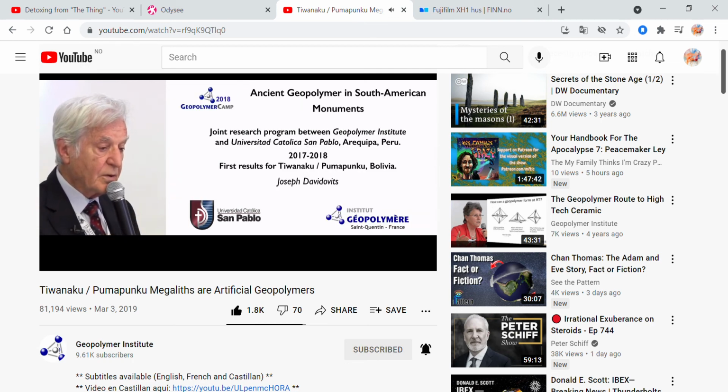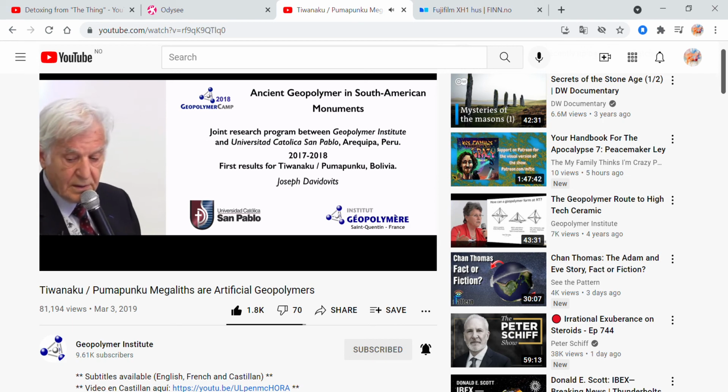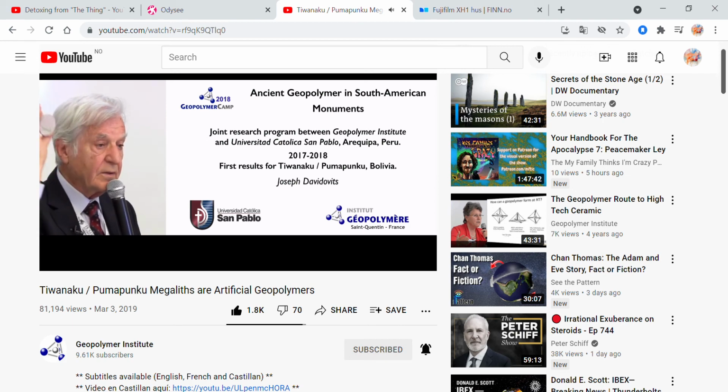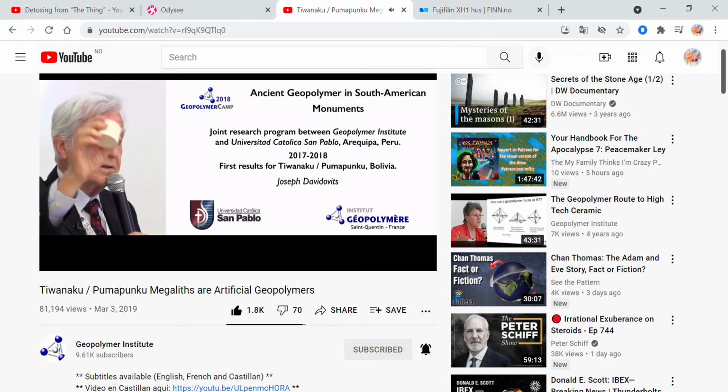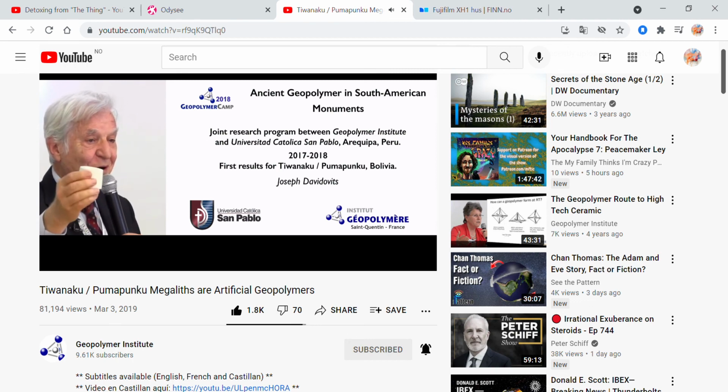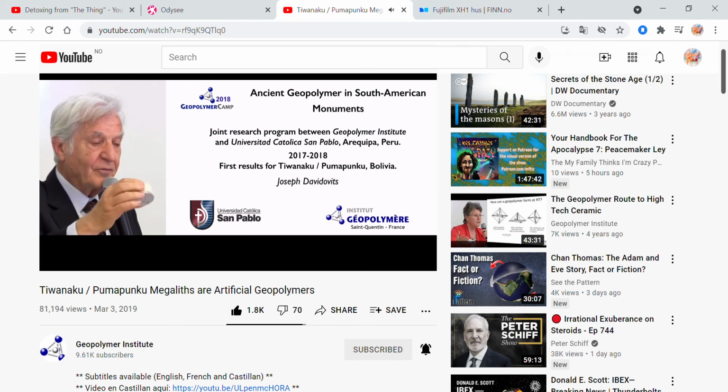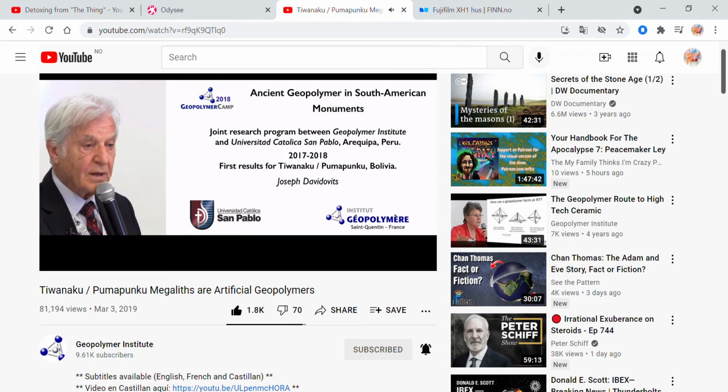This has been my talk, Ancient Geopolymer in South American Monuments. And this is the replica that we made in the lab here of the formula using modern chemicals. It works, there's no problem. This is the white replica of a red sandstone block, and this is the white replica of a volcanic andesite block with the same chemicals but different minerals as fillers.